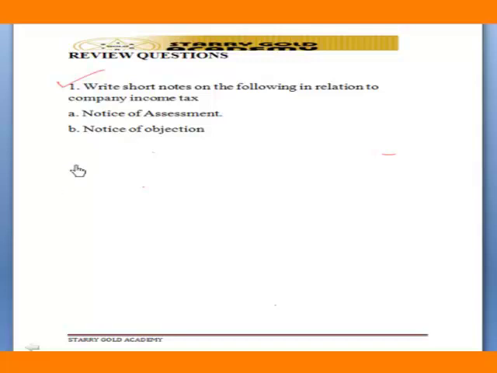I have this question here. Assuming you are confronted with this question, asking you to write short notes on the following in relation to company income tax. How do you approach them? A, notice of assessment; B, notice of objection. Let's take the first one.